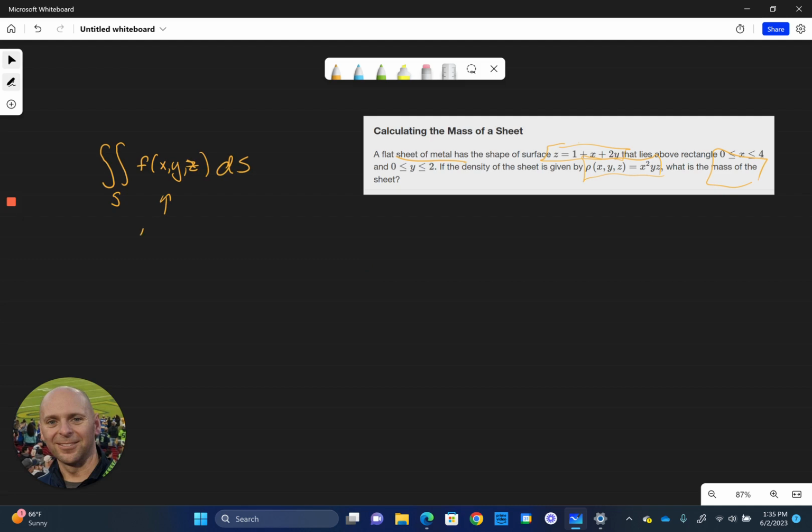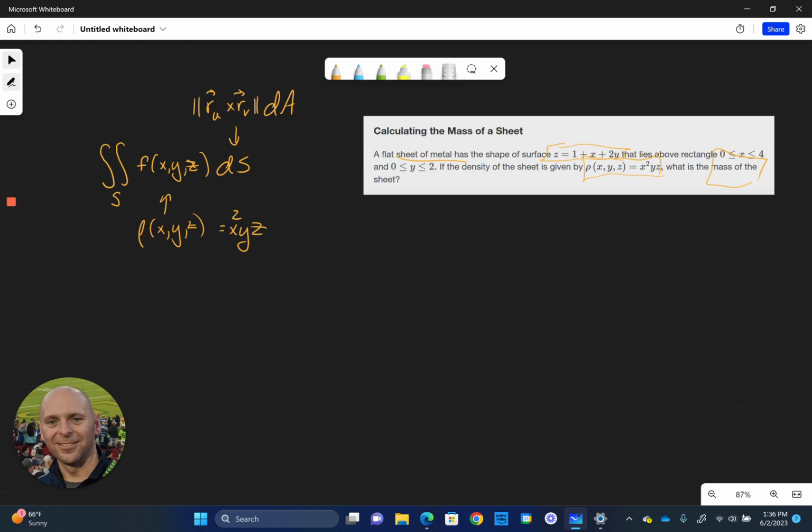So the function that we're overlaying is this density rho of x, y, and z. In this case, that's going to be equal to x squared yz. And ds, we know, is calculated as a cross product of the two partials we get from our parametric form or our vector valued function that represents the surface. So I'll just write that out generally as the magnitude of r_u cross r_v dA, where again u and v really depend on what kind of parameters we have for our particular surface.